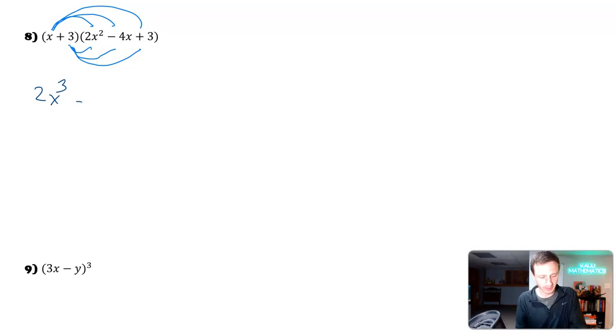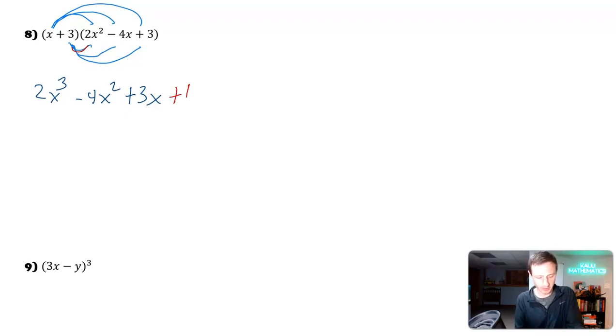X times negative 4x is negative 4x squared. X times 3 is 3x. Now I'm doing the 3. So 3 times 2x squared is 6x squared. 3 times negative 4x is negative 12x. 3 times 3 is 9. So plus 9.